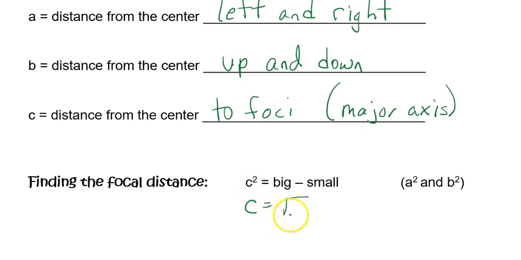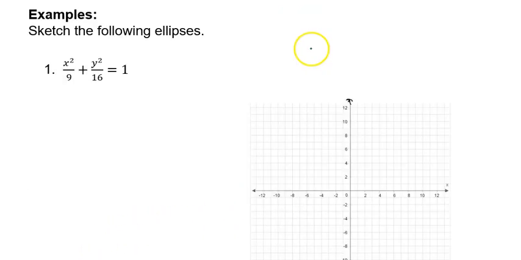And that should give me that distance to count and graph. Okay, so we have an example here we want to sketch. This ellipse is in standard form already. Now you will notice the top here is just x squared plus y squared. And that means that it was x minus 0 squared and y minus 0 squared.